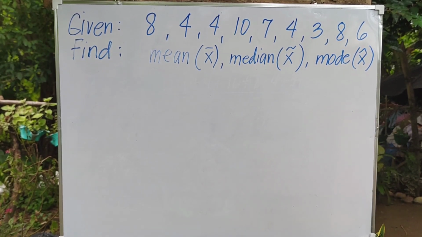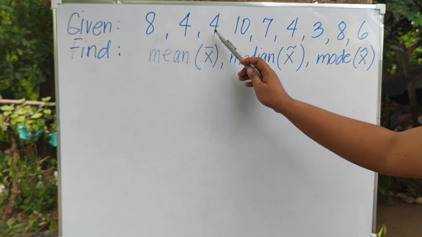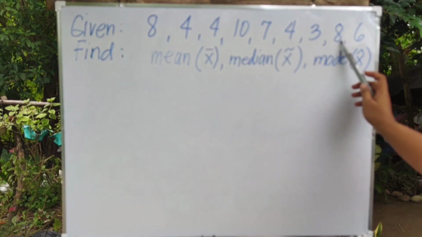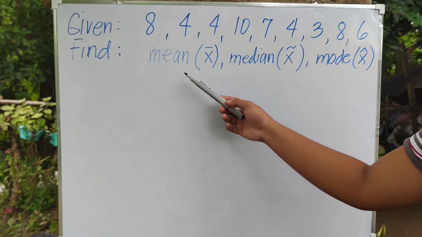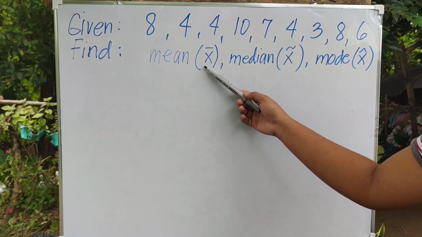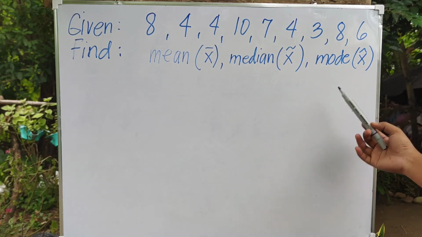This time we will find the values for the three averages: mean, median, and mode. They are also known as measures of central tendency. If we have given scores of students in a particular test like 8, 4, 4, 10, 7, 4, 3, 8, 6, we are to find the values for the mean symbolized by x bar, median x tilde, and mode x hat.